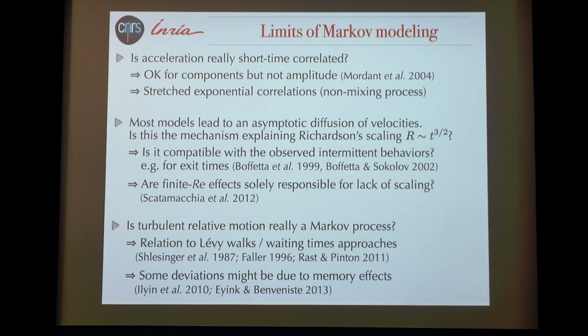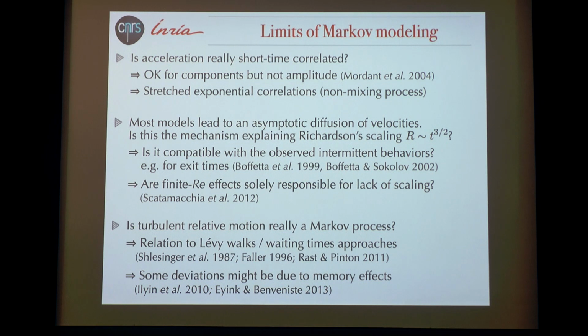All of these models are leading asymptotically to Richardson diffusion. But what we know is that the transition density distribution is not described by Richardson. So this is a problem.